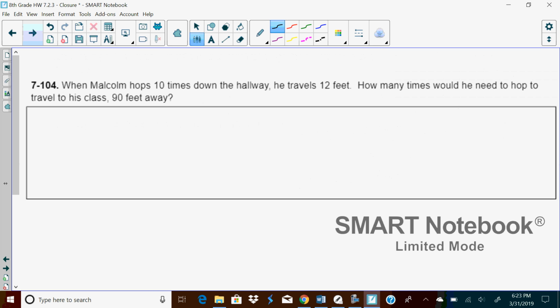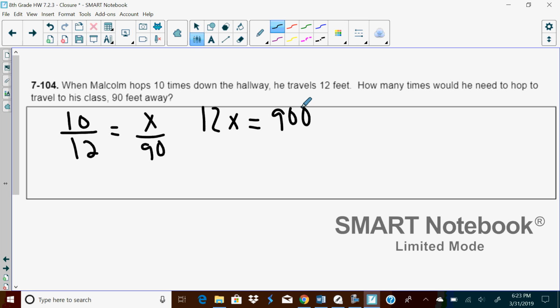104, when Malcolm hops 10 times down the hallway, he travels 12 feet. How many times would he need to hop to travel his class 90 feet? So I did 10 over 12 equals x over 90. So I got 12x equals 900, divided by 12, and I ended up with x equals 75 hops.